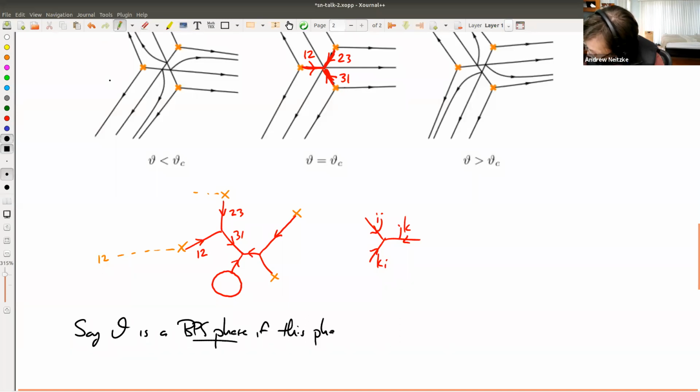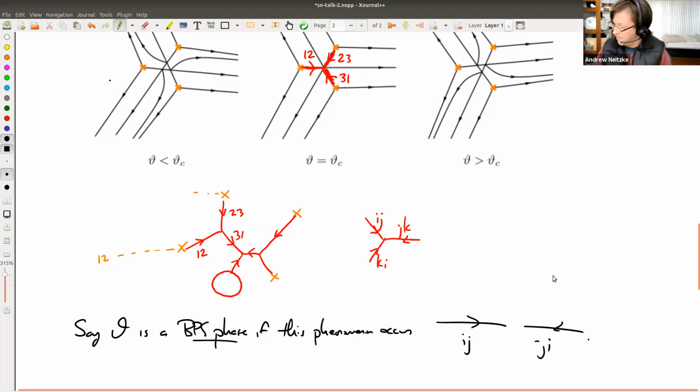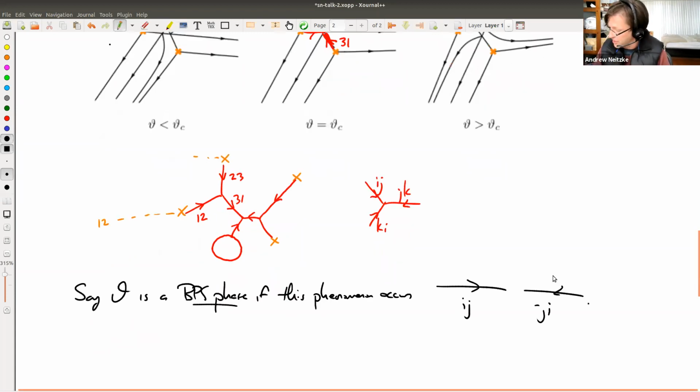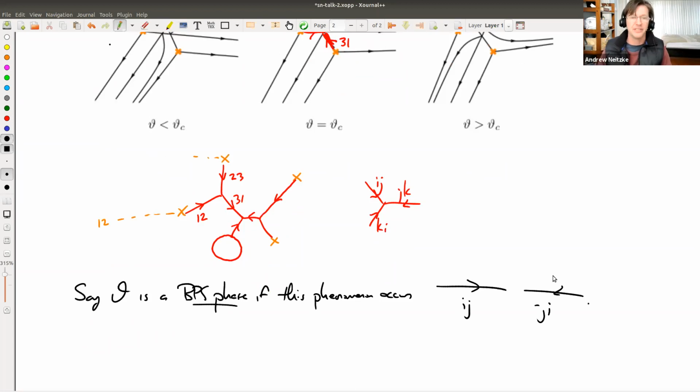If this phenomenon occurs, this phenomenon of having an ij trajectory that meets a ji. And one thing you can prove is that there are at most countably many BPS phases. So most of the phases are not BPS phases.